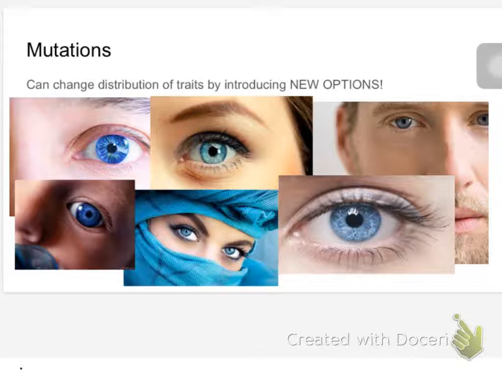That's how it works. If you missed that part of health, you should go back to health. We don't go into a whole lot of depth here. I assume you understand how that works. Mutations introduce new options.